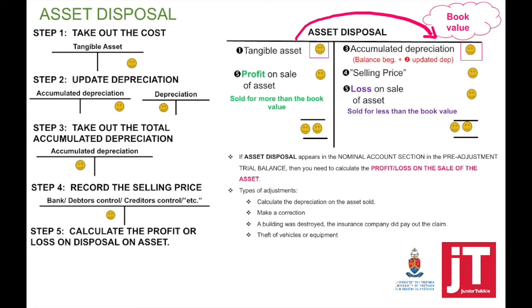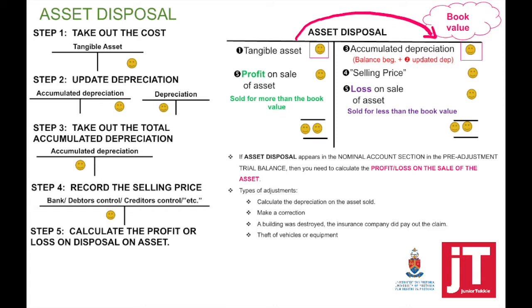Step number 4, record the selling price. To record the selling price, asset disposal is always going to be credited. The account debited will depend on how I sell my asset. If I sold it for cash, my debit will be bank. On credit, debtors control. Traded in, creditors control. If the owner took it over for personal use, drawings. If we donated it, it will be donations. So it doesn't matter how I sold my asset. Asset disposal is always credited with the selling price, and how I sold it, that account will be debited.